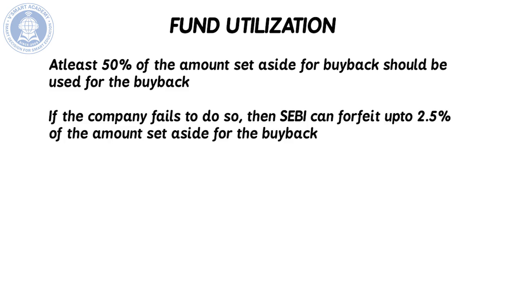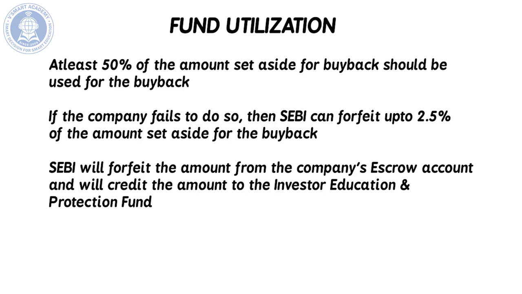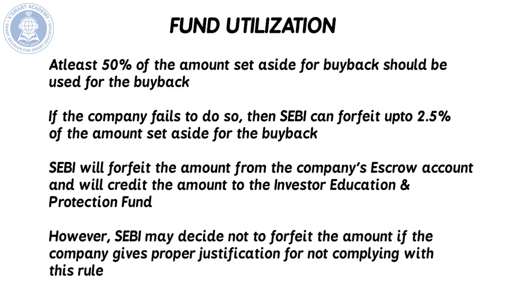And if the company fails to do so, then SEBI can forfeit up to 2.5% of the amount set aside for buyback. SEBI will forfeit the amount from the company's escrow account and will credit the amount to the Investor Education and Protection Fund. However, SEBI may decide not to forfeit the amount if the company gives proper justification for not complying with this rule.